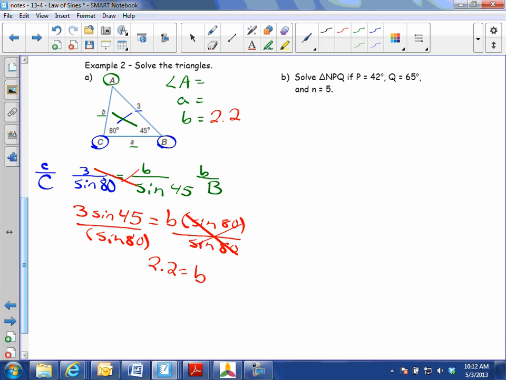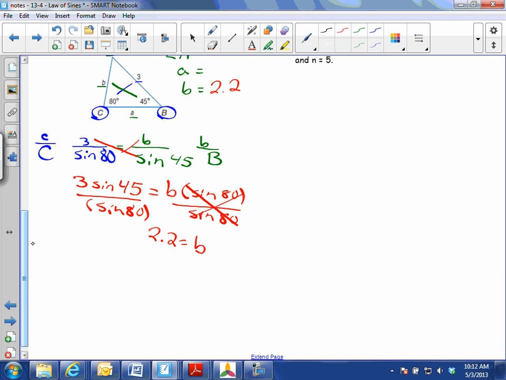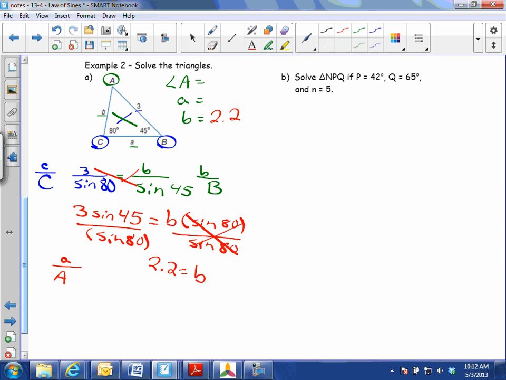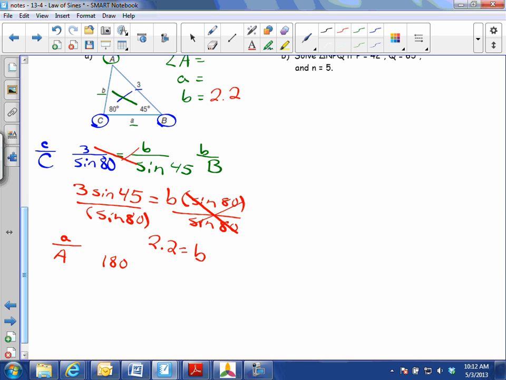All right, now to find side A, in order to use the law of sines, I would have to say side A over angle A, but I don't know either of them. I don't know angle A and I don't know side A. But we can figure out what angle A is really easily, because what do we know about all the angles of a triangle? They have to equal 180, yeah. So I can say 180 minus 80 minus 45 has to get you angle A.